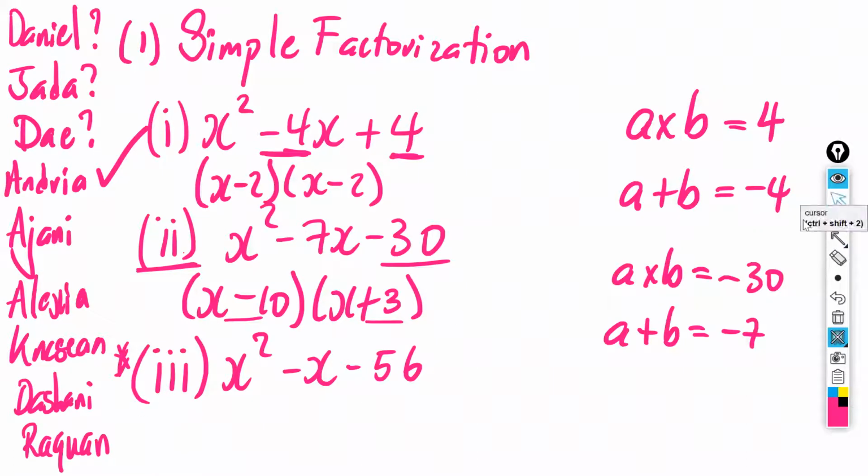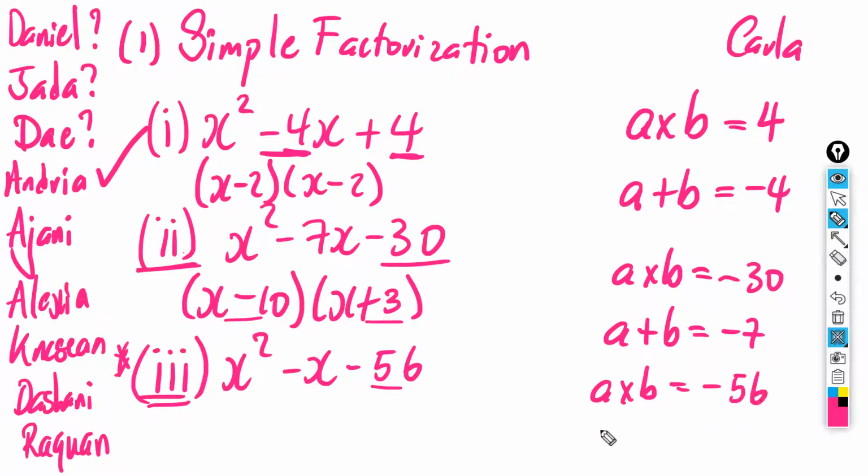I'm gonna ask somebody to do that for me as well. Let me ask Carla. Carla, help me out with this one, number 3. I need 2 numbers that when I multiply, it should give me -56. But when I add these 2 numbers, it should give me -1. This is -1 here, guys. Where you see the -x is a -1. Carla, which 2 numbers do you think?